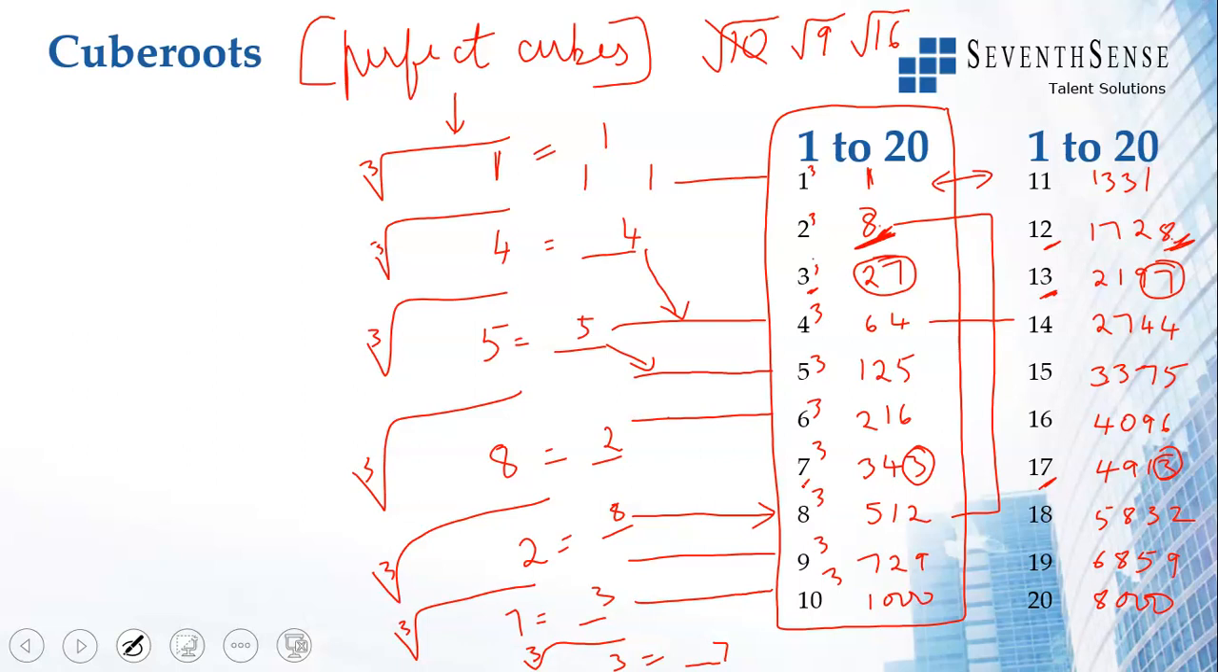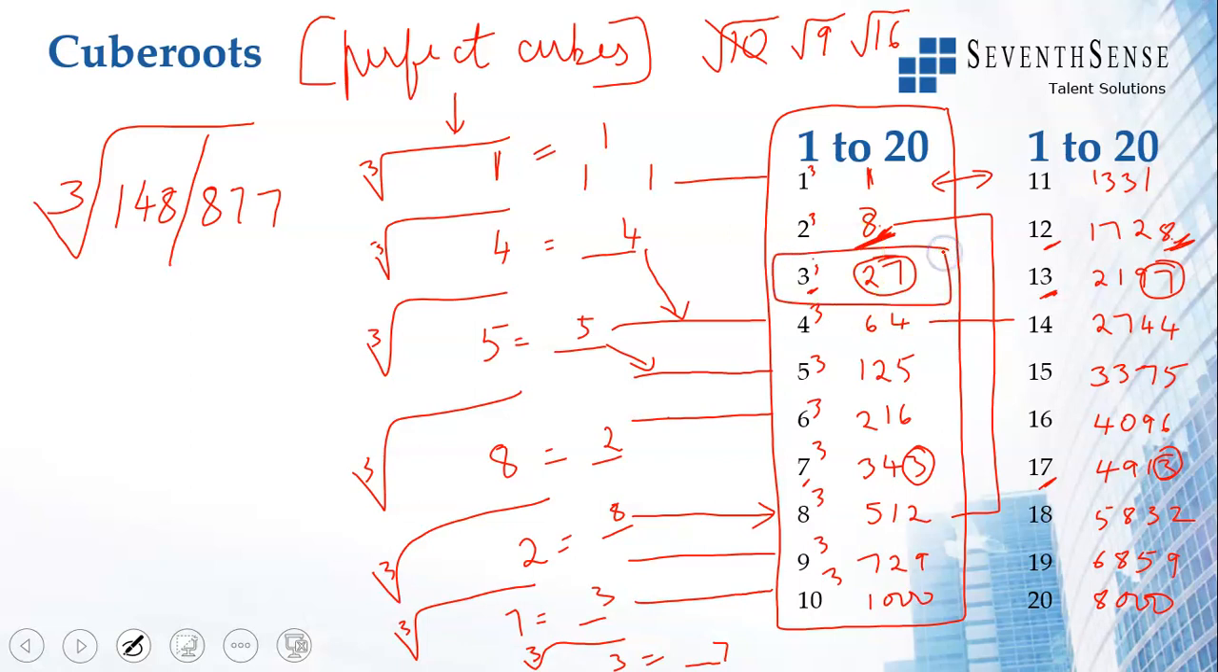Let's look at the cube root of 148877. What you do is you split it so that there are 3 and 3 numbers. If it is 877, the number is ending in 7. If the number ends in 7, the cube root should end in 3. So I write 3 here and I leave these 3 numbers.